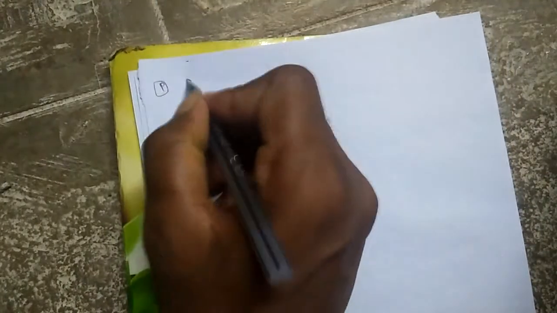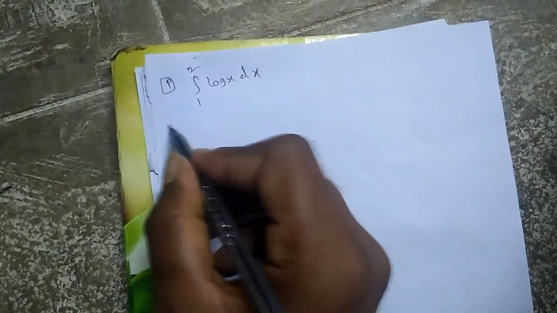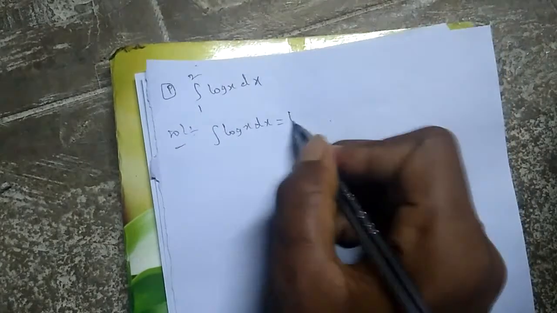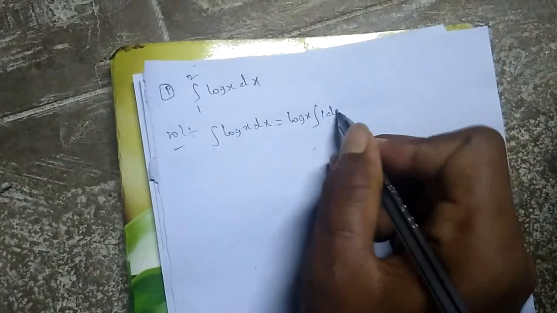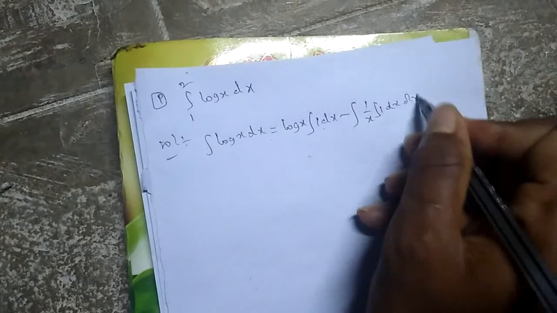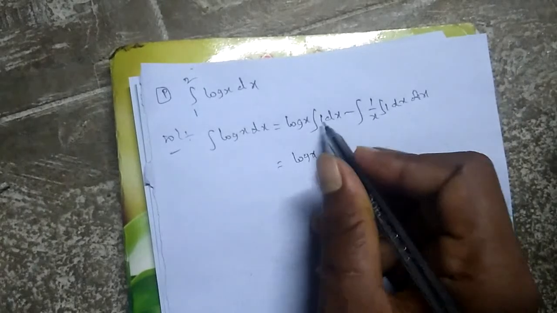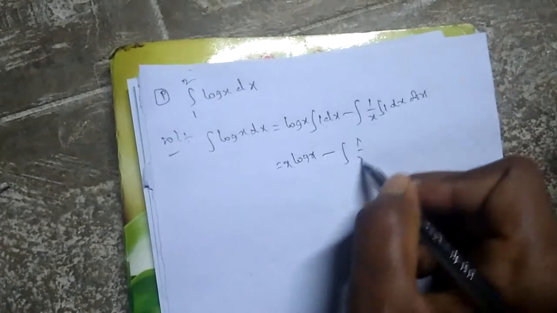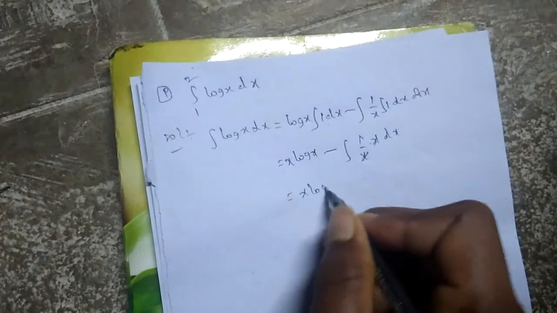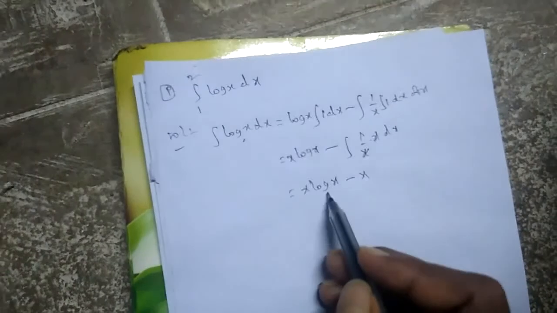Our next problem is the integral from 1 to 2 of log x dx. First let us find the integral of log x. The integral of log x dx is equal to log x into the integral of 1 dx, minus the derivative of log x, which is 1 by x, into the integral of 1 dx, dx. This is log x into x, minus 1 by x into x dx. Here x gets cancelled. This is x log x minus the integral of 1 dx, which is x. So now this value is x log x minus x.